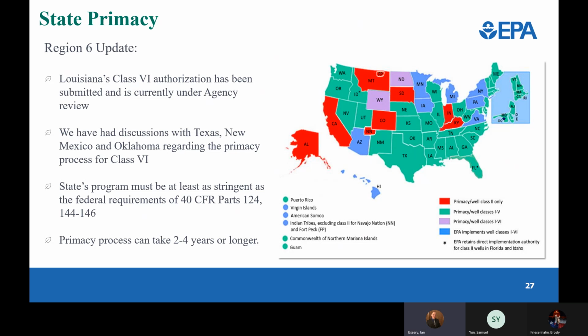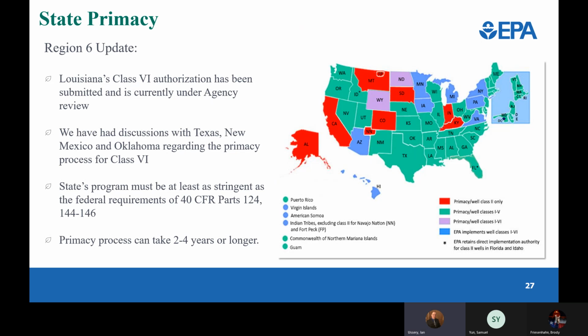They include: 1, a letter from the governor; 2, a complete program description; 3, an attorney general statement; 4, a memorandum of agreement, or MOA, with the EPA regional administrator; 5, a copy of all applicable statutes and regulations; and 6, a demonstration of compliance with public participation requirements. The Class 6 specific requirements can be found at 75 Federal Register 77230.